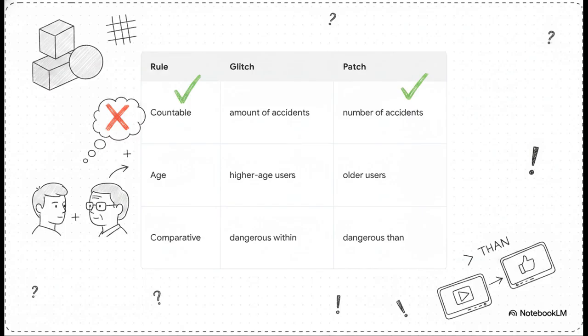Next, when you're making a comparison, always execute it with the word than, like video is more dangerous than social media. Finally, when describing age, we don't say higher age users. The proper native-sounding descriptive code is older users.